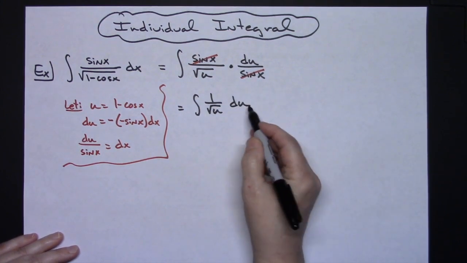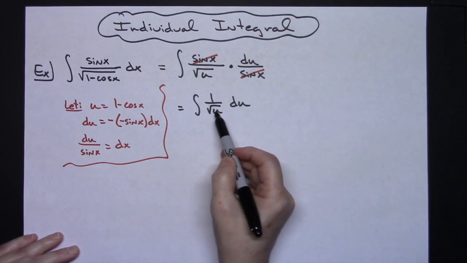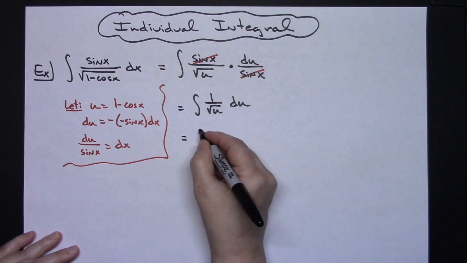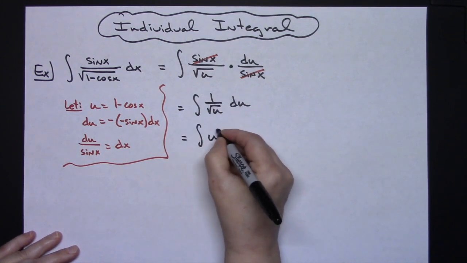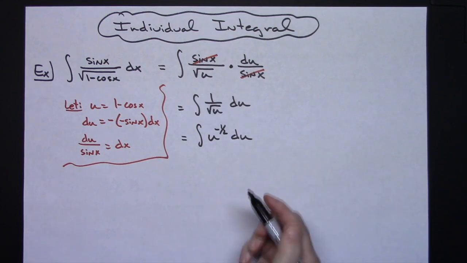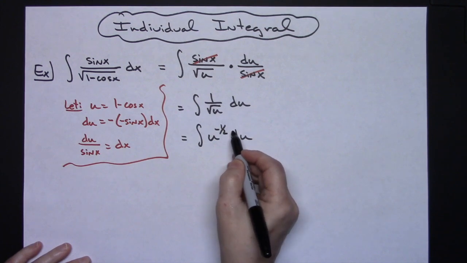I'm now in terms of all u, so then I can start to integrate this. I can rewrite this as u to the 1/2 and move it up to the top, which will make it negative. So I'm going to rewrite it as the integral of u to the negative 1/2 du. Now it is to a place where I can integrate this. Integrating by adding 1 there would give me a 1/2.